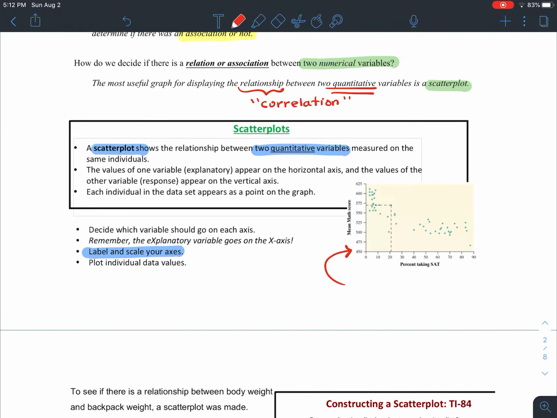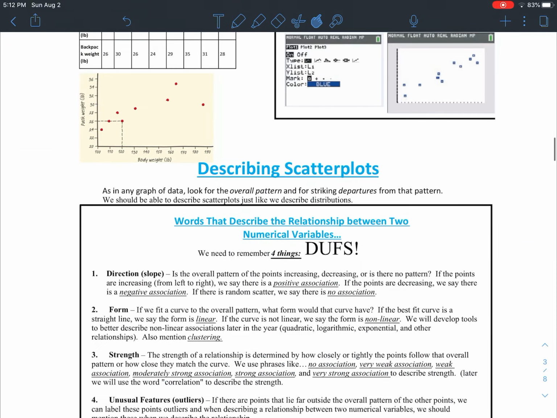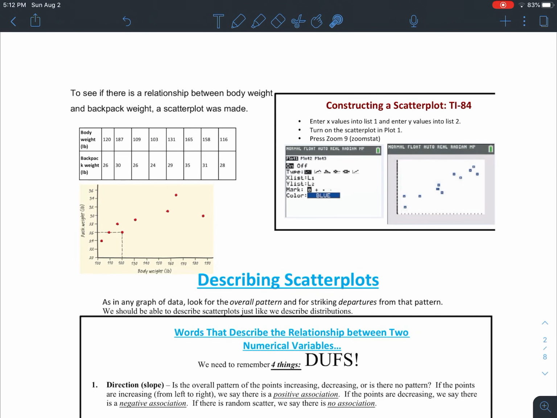Take note that your axes, and you can see how the y-axis on this particular example, doesn't have to start at 0. You can scale it where it's starting at a different value there. Okay, so let's go ahead and take a look here. It says to see if there is a relationship between body weight and backpack weight, a scatter plot was made. Okay, so someone who's going hiking, they have a really big backpack.